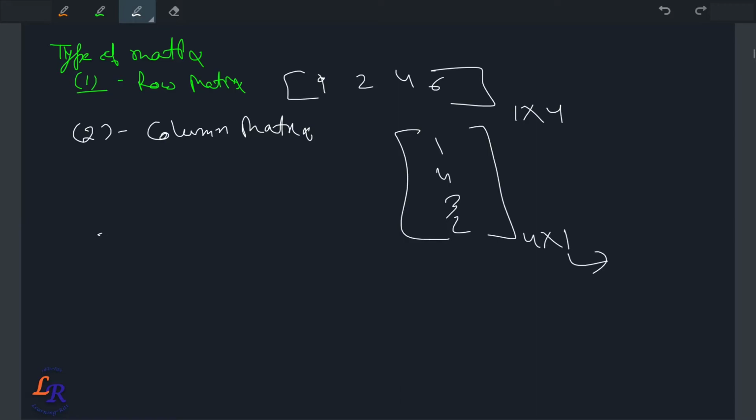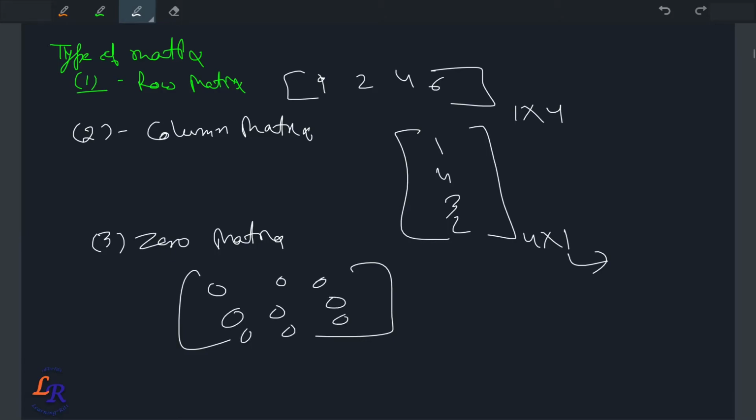Then we have seen the zero matrix. What is a zero matrix? The matrix which has all the elements 0. So all elements are 0, and it is called a zero matrix. Square matrix. What is a square matrix? A square matrix is a matrix which has the number of rows and number of columns the same, right? So m is equal to n. For example, here it is a 3 cross 3 matrix.